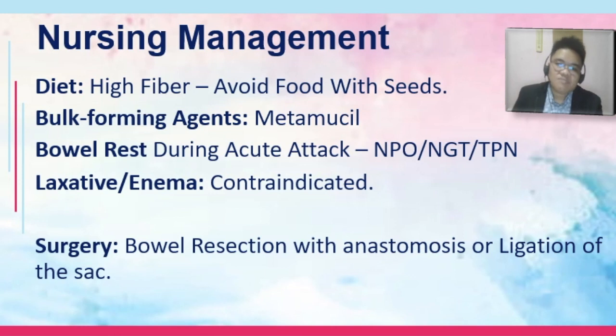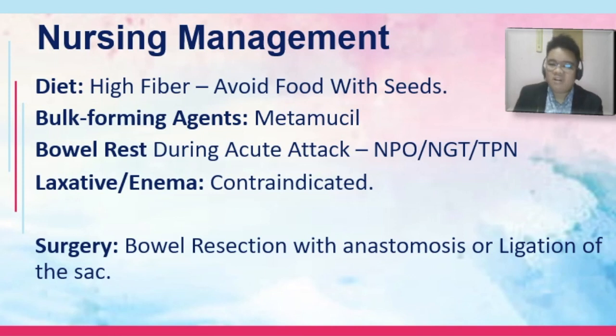Then, diet. High fiber. Avoid food with seeds because seeds may go into the diverticulosis. Bulk forming agents such as your Metamucil may be given. During an acute attack, bowel rest is recommended. So when I say bowel rest, the patient is on NPO. And then an NGT or TPN will be inserted. NGT is for gastric decompression if ever needed. TPN will serve as the temporary source of nutrition. Laxative and enema is contraindicated.